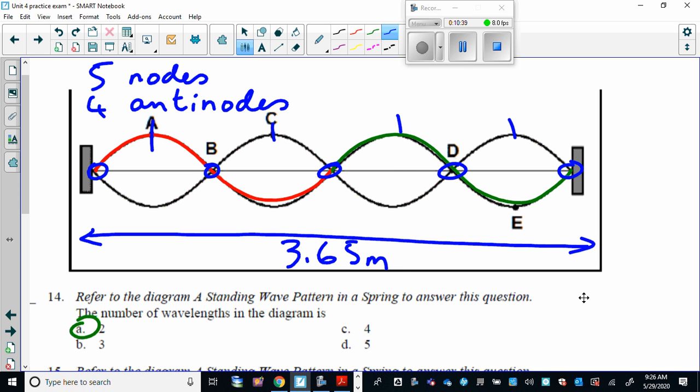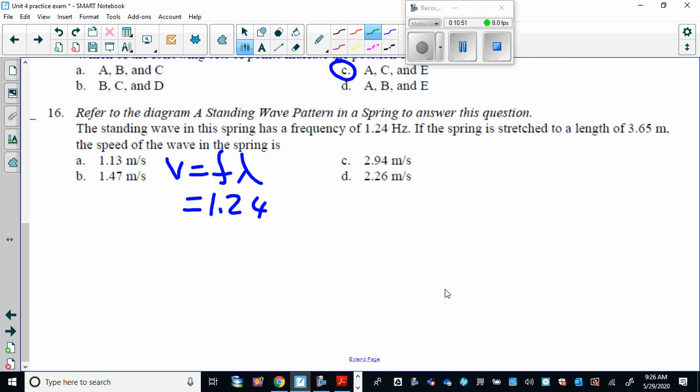So you're going to say, well, if two wavelengths equals 3.65 meters, then one wavelength will equal how much? Well, it will be half of that. So if you want, you can just put 3.65 divided by 2, multiply those numbers together, and you are going to get an answer of 2.26. D, D, D.